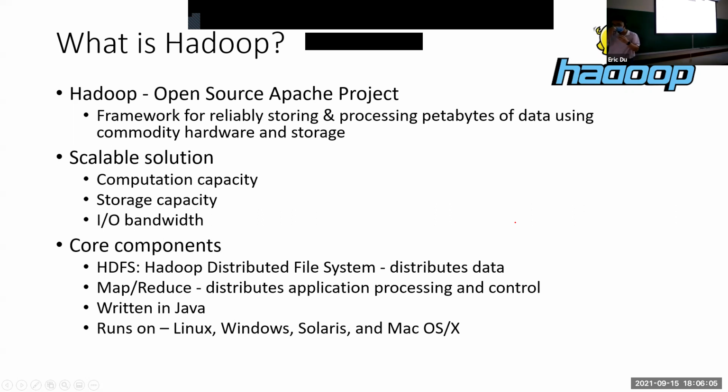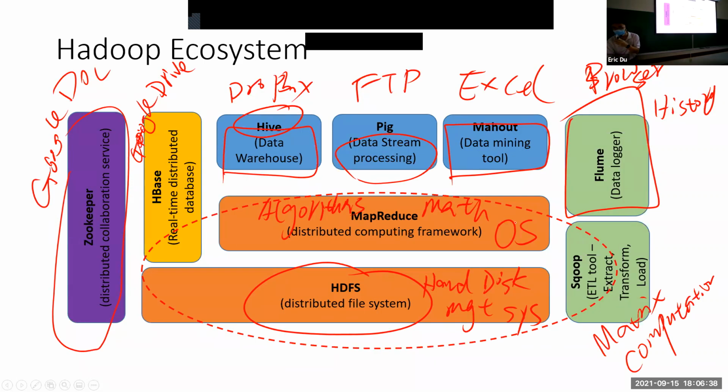And this is actually the hard disk thing I mentioned. And it provides a scalable solution. So it provides really strong computation capacity, storage capacity, and I/O bandwidth. It provides up to 10 gigabit external bandwidth. The core components include HDFS, which is the Hadoop Distributed File System. The H actually represents Hadoop. Okay. And by the way, just to remind you once again, this is Hadoop. The entire thing is Hadoop.